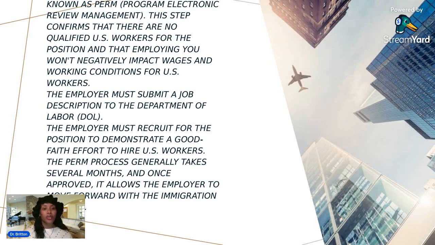The employer also submits a description of the job to the Department of Labor, and they make sure that your employer that is recruiting you is in good standing and that they tried as much as they could to hire a U.S. worker and that did not work out. And now they're trying to get an outsider to fill this position. So this process usually takes months, and once it's approved, it allows the employer to move forward.